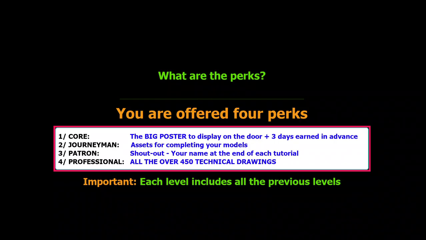Core gives you access to a big poster, which you can physically obtain through a printing house. Journeyman provides resources for completing parts when creating assemblies. Patron serves to mention your name at the end of each tutorial. Professional gives you the opportunity to own and use all the technical drawings of the tutorials. It's important to learn that each level includes all the previous levels. Let's break down each perk for those interested in knowing more.